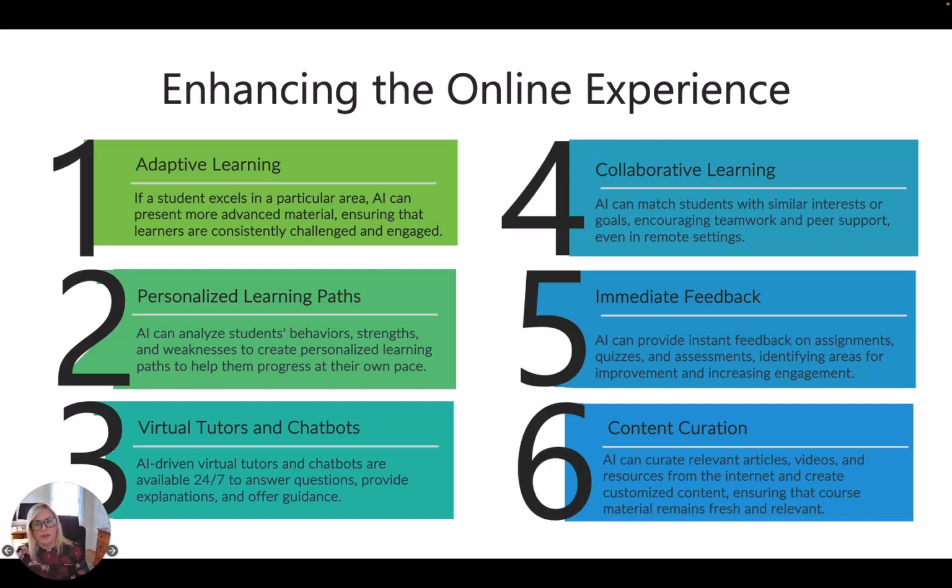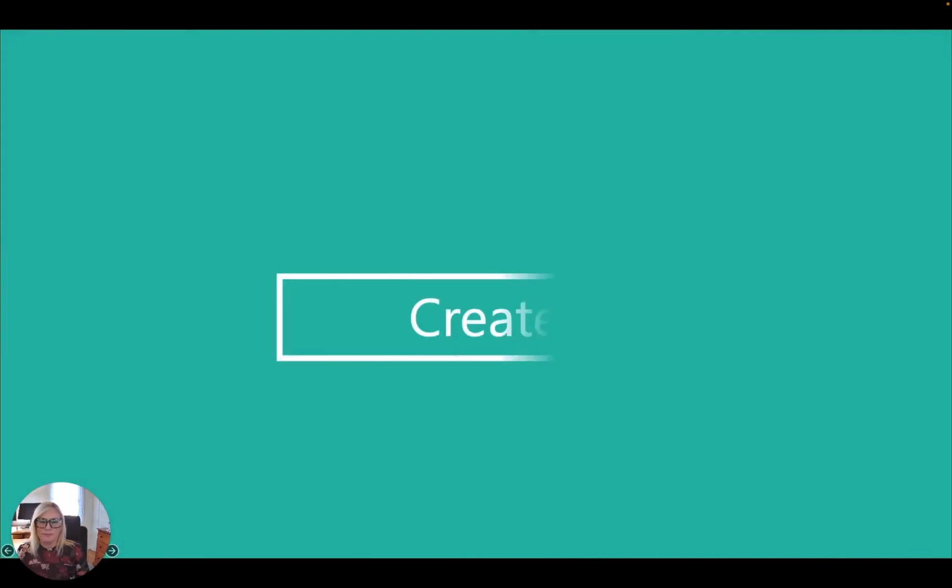Immediate feedback is huge, especially with online learner motivation. So students are getting that feedback. They know right away which areas to improve upon and where they need to modify their work. And then, of course, AI is great at curating content, articles, videos, resources, podcasts, anything. And this ensures that the material you're offering to the learners, or the information learners are accessing, is always new and fresh and relevant.